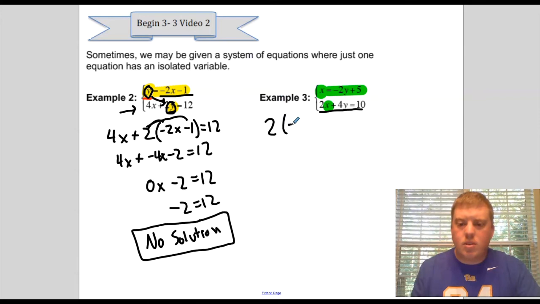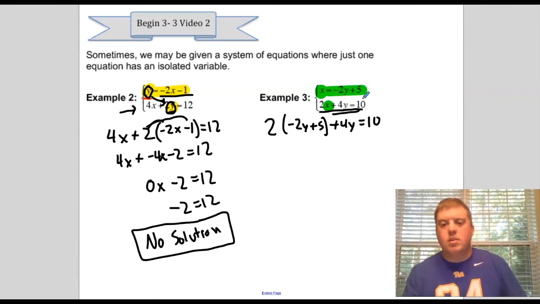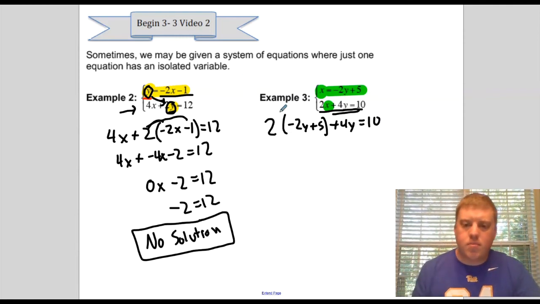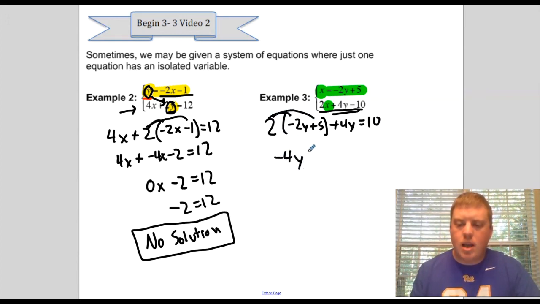So when I do that, that's going to give me a negative 2y plus 5 inside the parentheses. And then I'm going to finish the rest of the equation, plus 4y equals 10. So I'm going to go ahead and multiply through. 2 times a negative 2y is going to give me a negative 4y. And 2 times 5 is going to give me the positive 10, and then I still have the plus 4y here, equals 10. So I'm going to combine my like terms, my negative 4y and my positive 4y, and that's going to give me 10 equals 10. And you will again see that my variables canceled out.